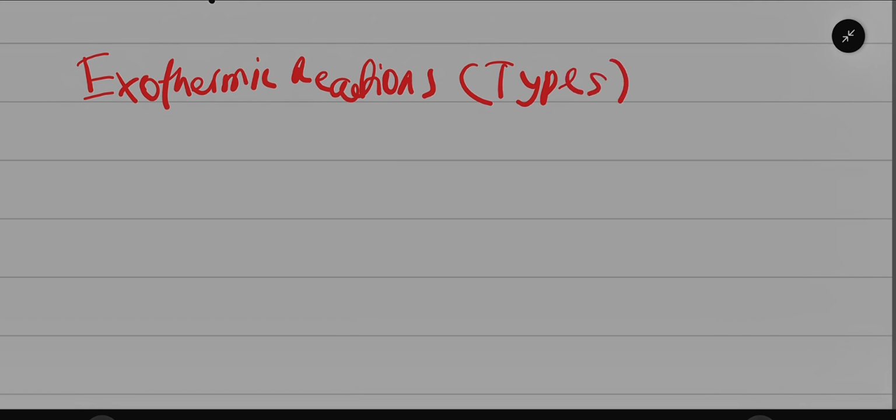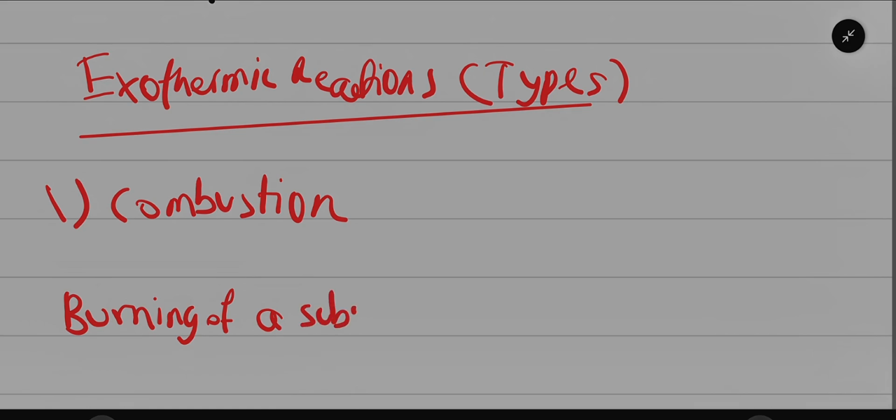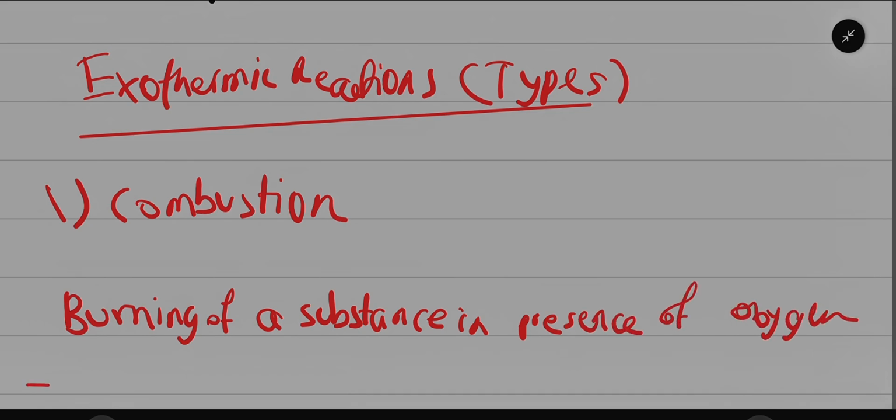Now, how this is going to work is there are always some reactions that are always exothermic. A few examples of these types is number one, which is combustion. Now, what actually is combustion? Burning of a substance in presence of oxygen. So it will always be an exothermic reaction, as we discussed earlier.